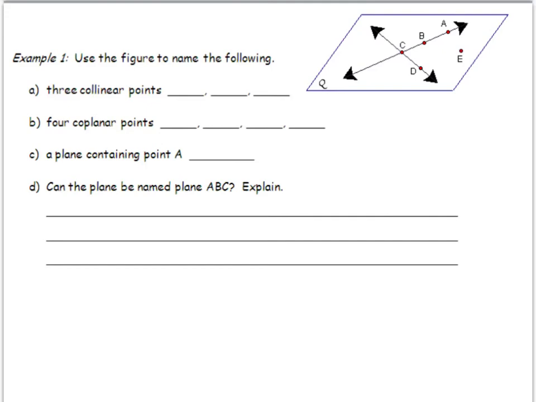So in example 1, they want you to use this figure here to name the following. I would like for you in part A to name 3 collinear points. The first thing you have to do is remember, what does the word collinear mean? Collinear, remember co-worker, that's what Ms. Kubasek said. Linear, on the same line. So we need 3 points on the same line. And if you look at the picture, the 3 obvious points that are on the same line are A, B, and C. So you would just simply write A, B, and C.